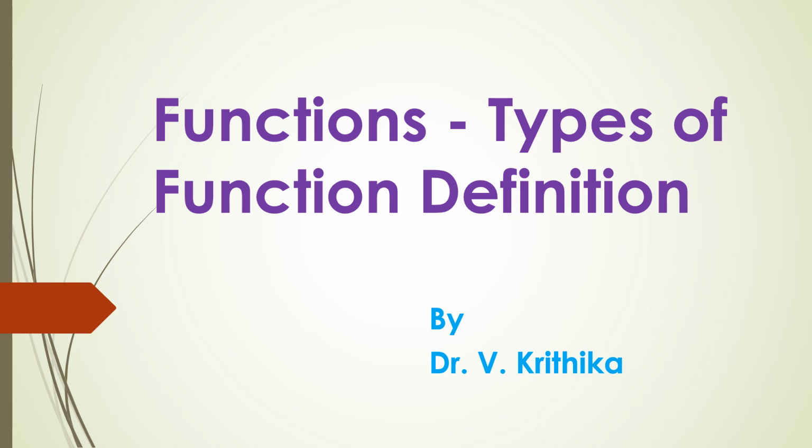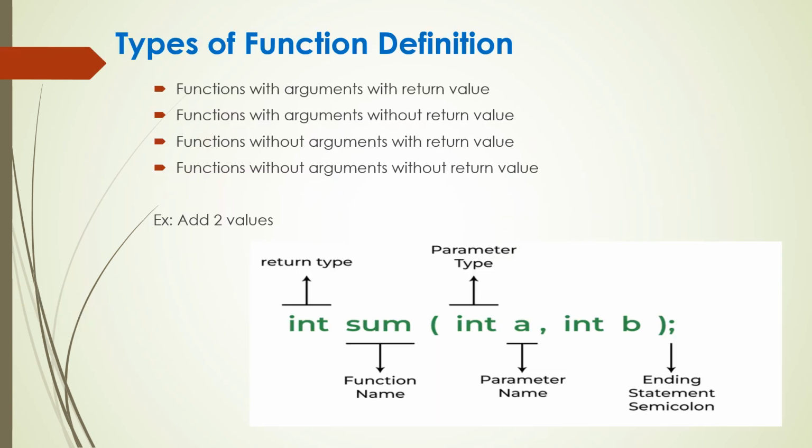Hi all. In this video, I am going to explain the different functions and types of function used in C. The types of functions that we use in C are functions with arguments, either with a return value or without a return value, and the next two are functions without arguments, which likewise either return a value or do not return a value. Before moving on to the different types with examples, let us try to understand the basic things that we have to observe and understand.